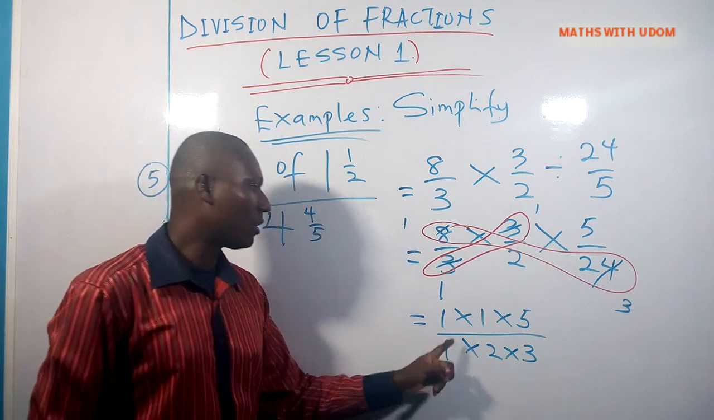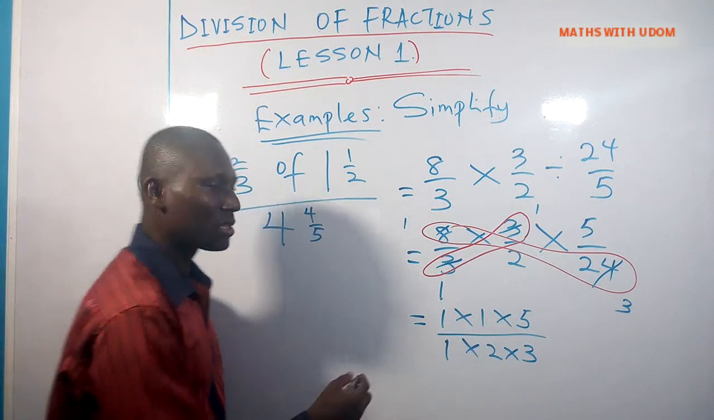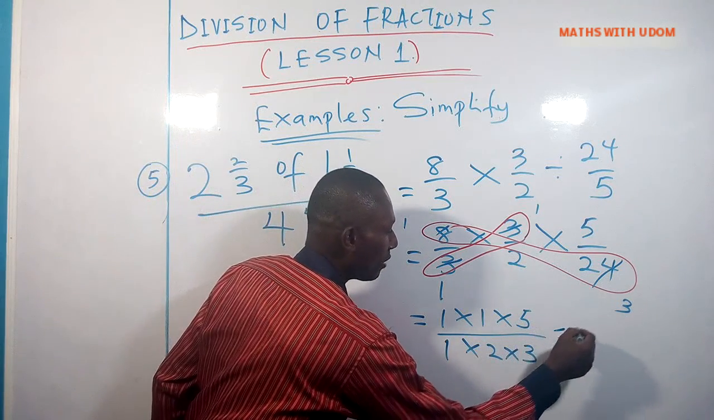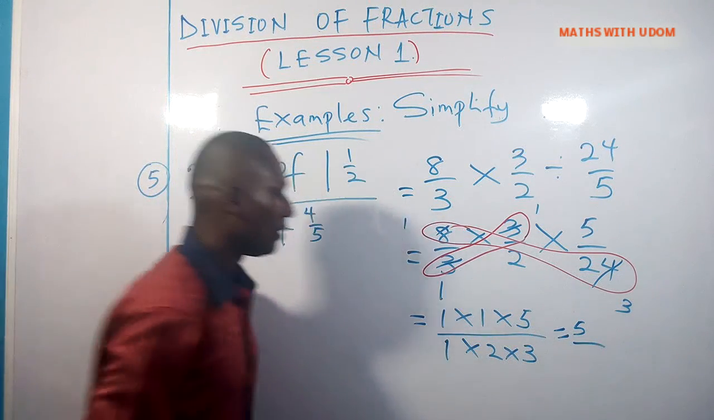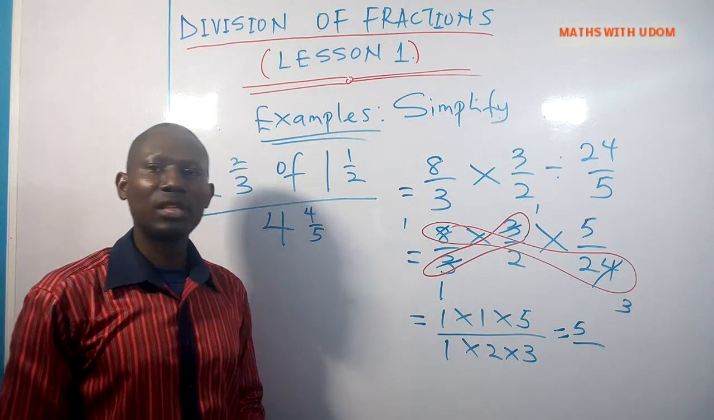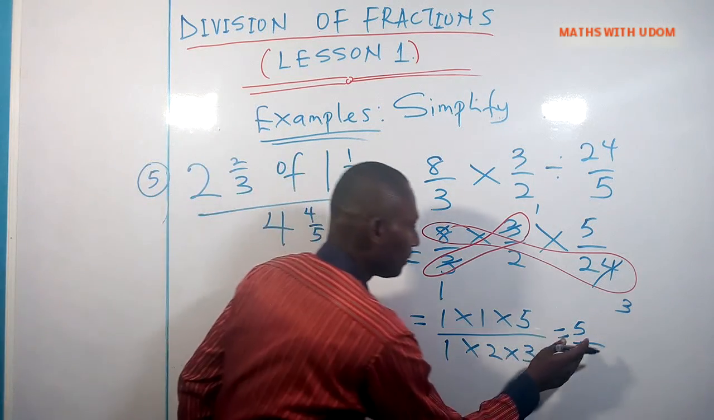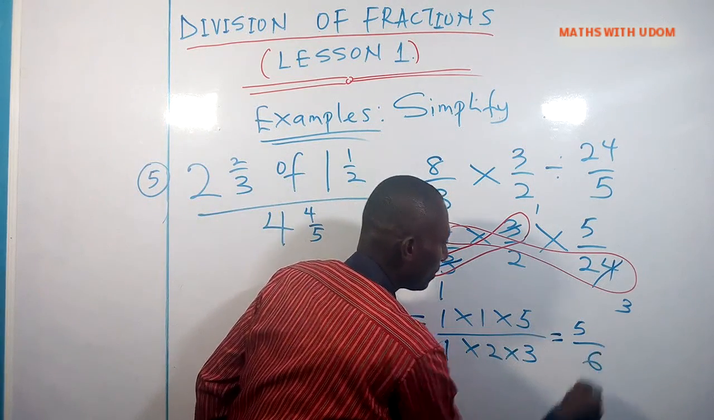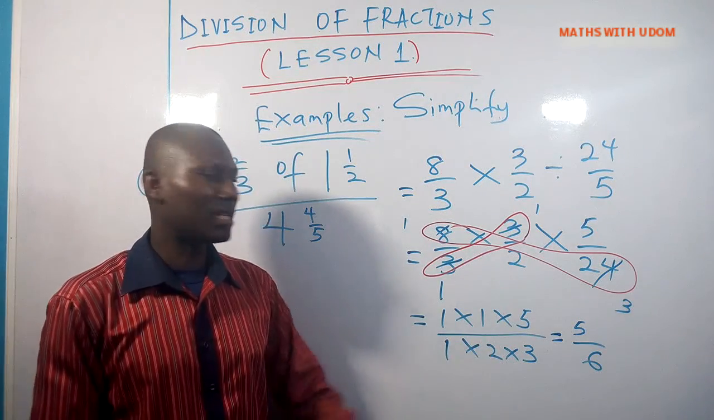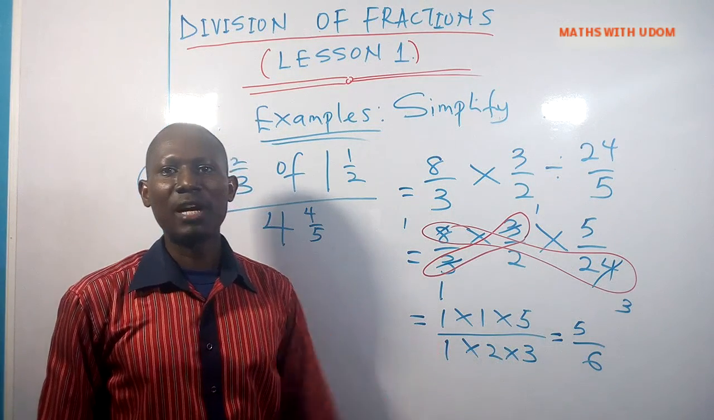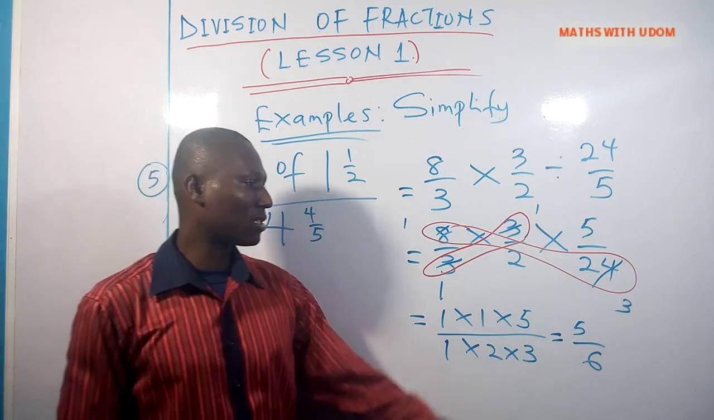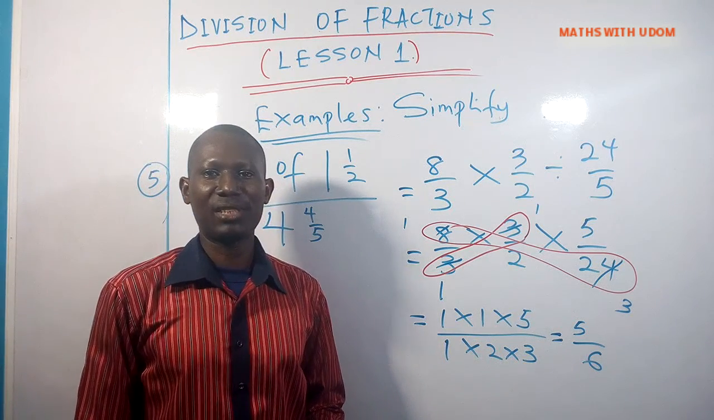And finally, 1 times 1 times 5 will give us 5. Divided by 1 times 2 times 3 will give us 6. Okay? So finally, our answer for that is 5 divided by 6, which is what? A proper fraction. Is that okay?